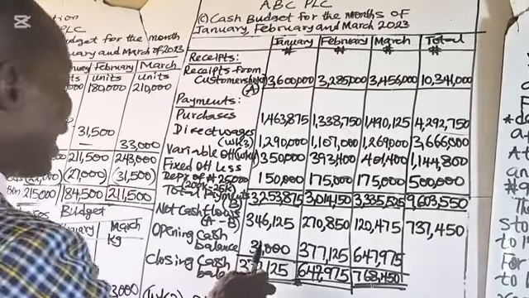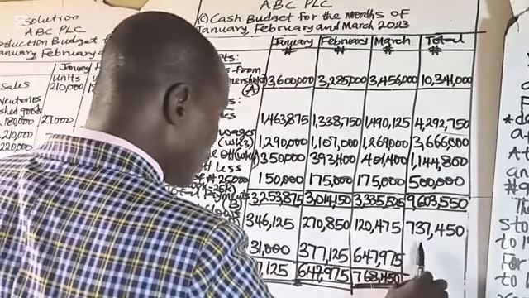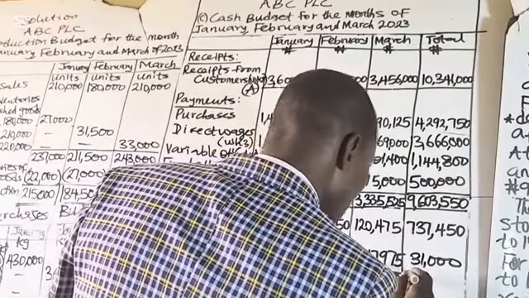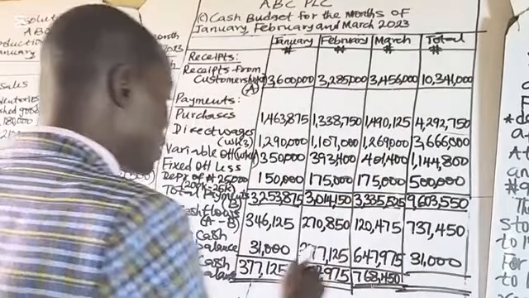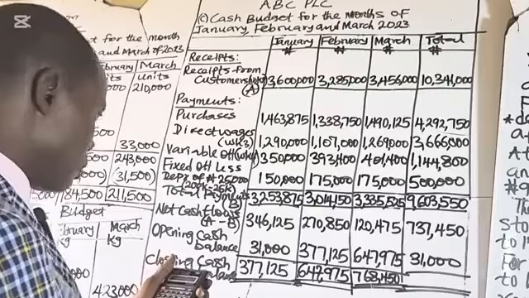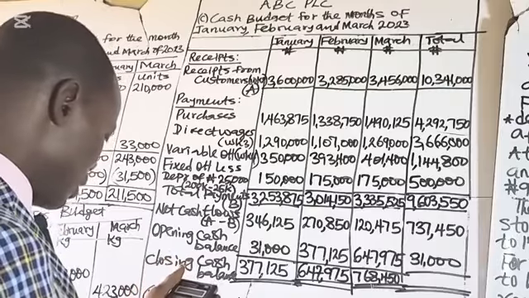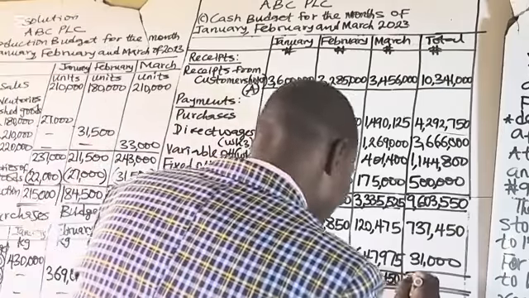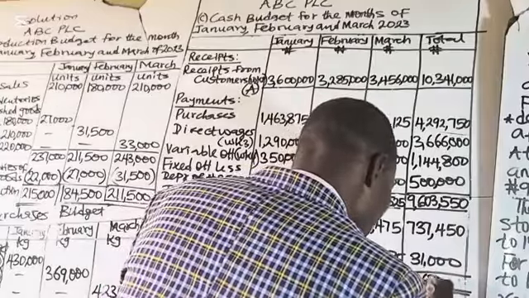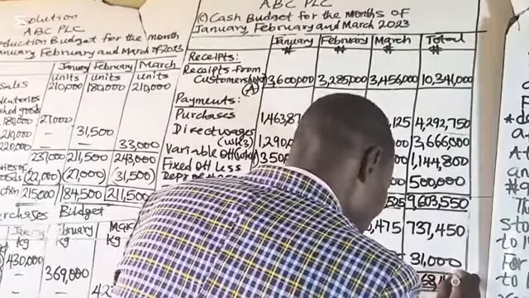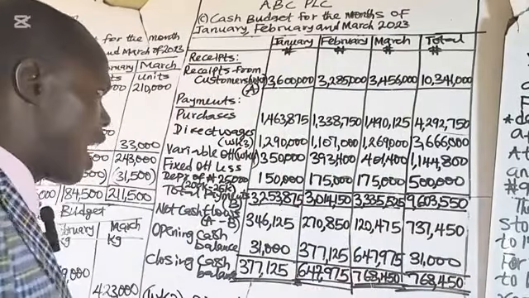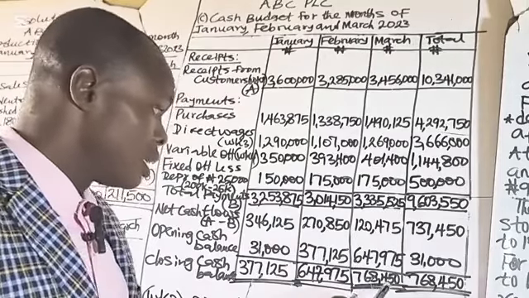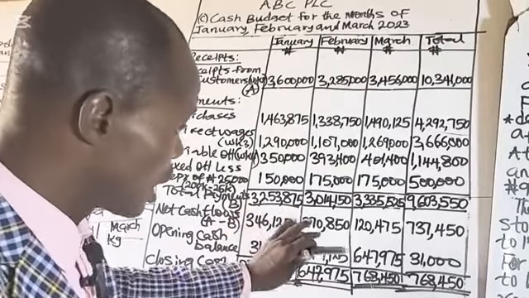So the opening balance you have here is what you will still put in the total column, which is 31,000. If you add 31,000 to 737,450, that is totaled 768,450. The total must not exceed what you have as the closing balance. They must be the same. This is the solution to the cash budget.